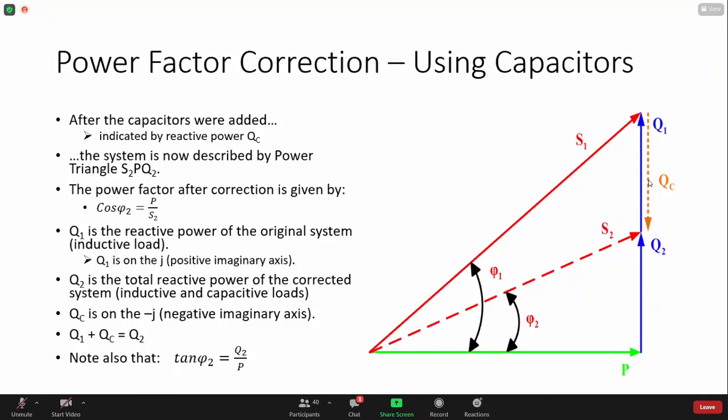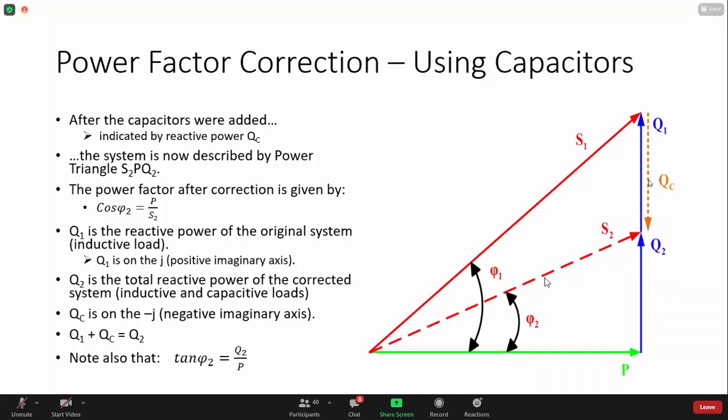Something else that you will need in your calculation is to know that tan of phi 2 is equal to Q2 over P, because sometimes you will need to know that.